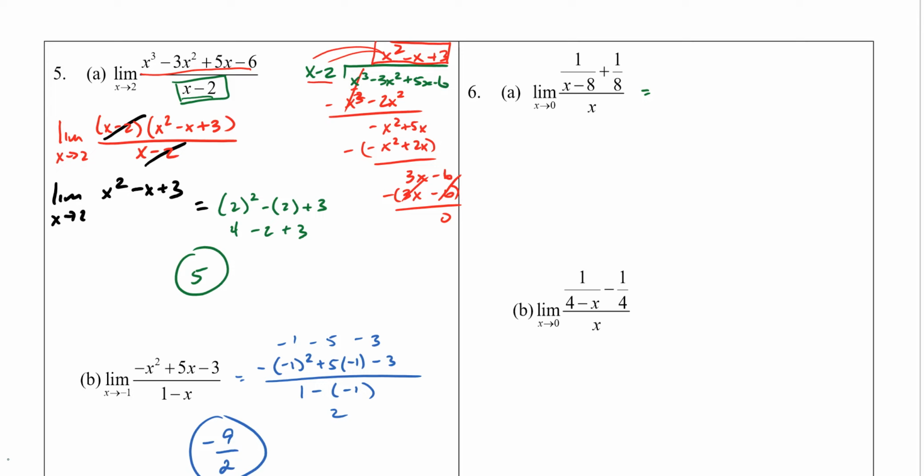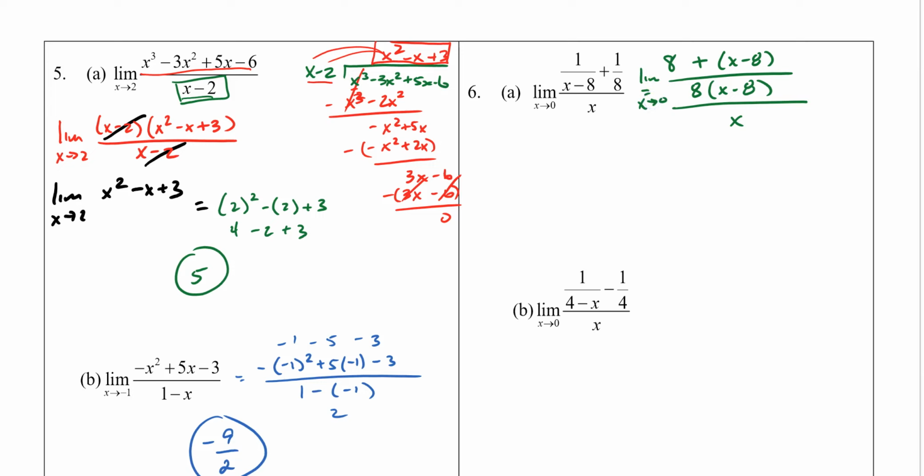So I've got 8 plus, now the right-hand fraction we're going to multiply by x minus 8. So it's going to be x minus 8 all over the entire common denominator of 8 times x minus 8. That whole thing is divided by x. And obviously it's the limit as x goes to 0.